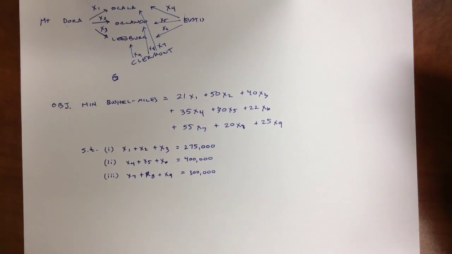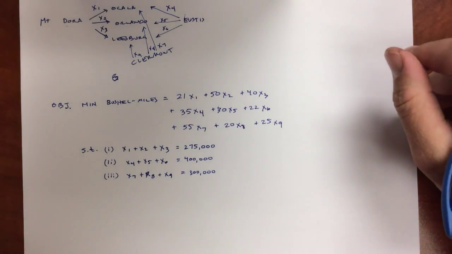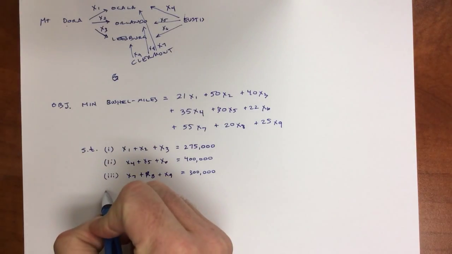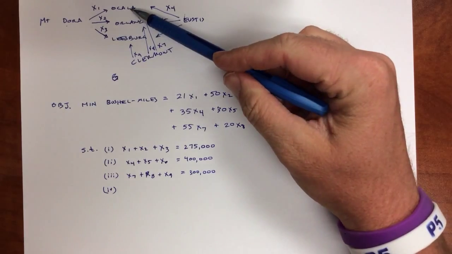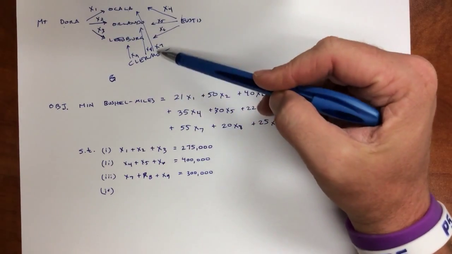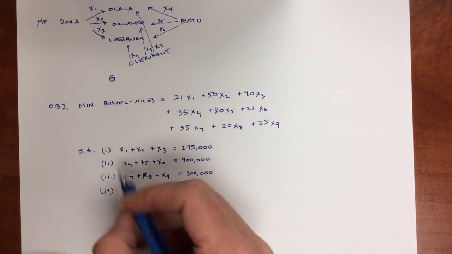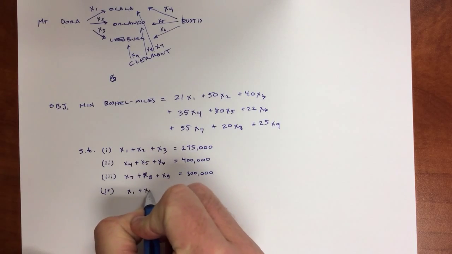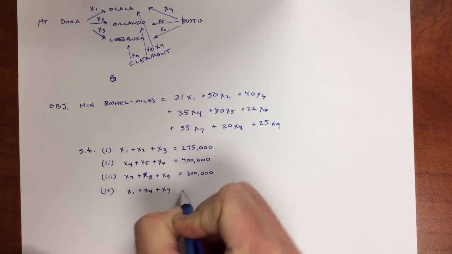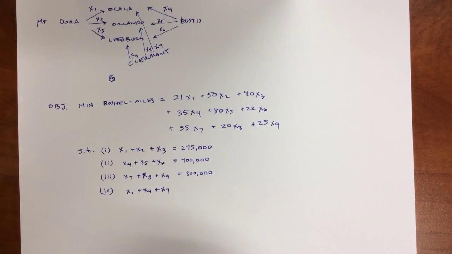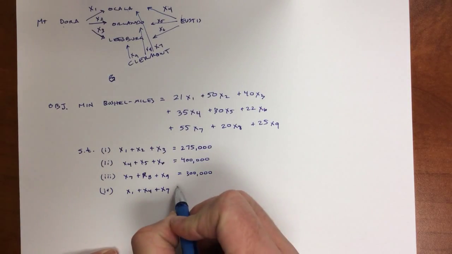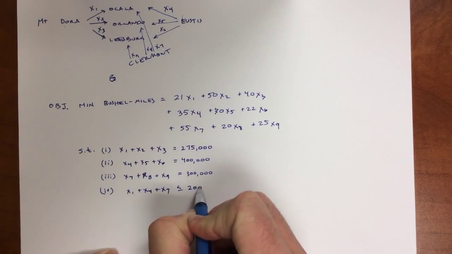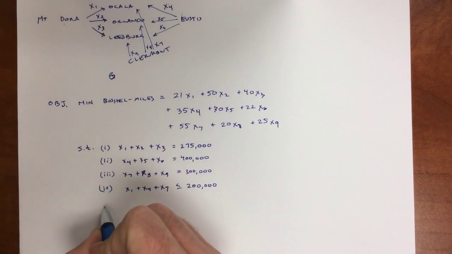The next 3 constraints deal with the capacity at each processing plant. So if we look at our variables, those that come to Ocala are x1, x4, and x7. So x1 plus x4 plus x7 is the number of bushels that Ocala receives from the 3 different groves. And Ocala has a capacity of 200,000, so that needs to be less than or equal to 200,000.